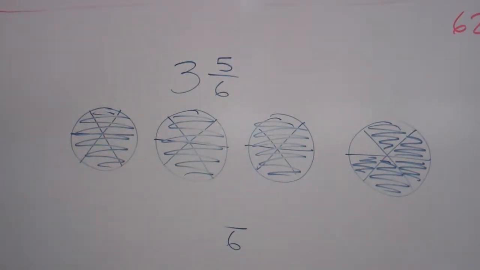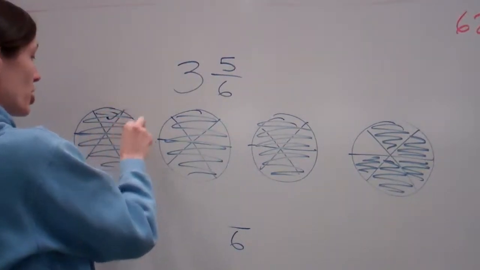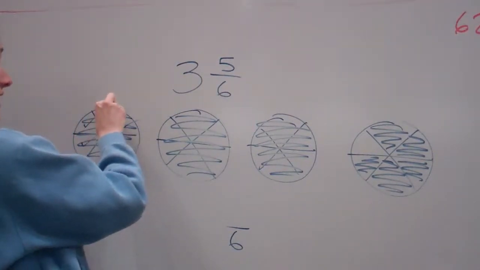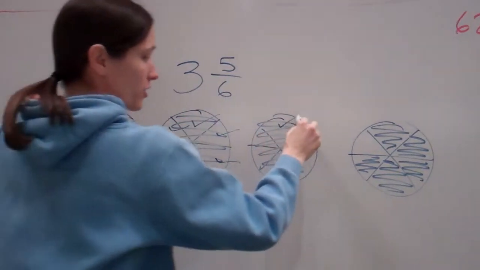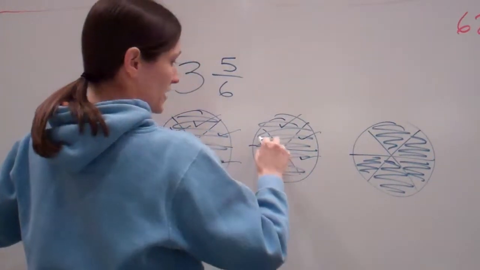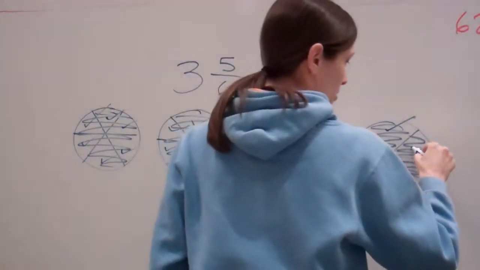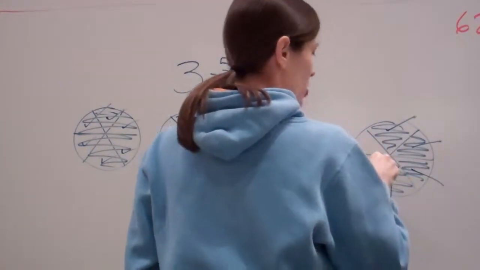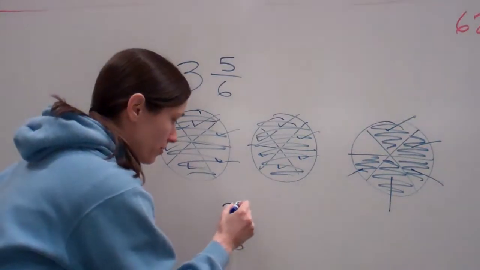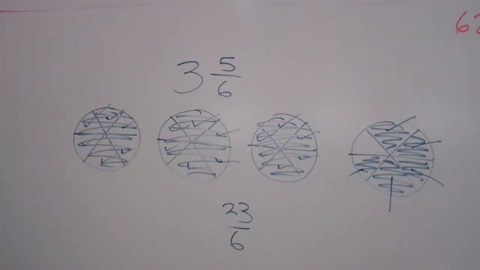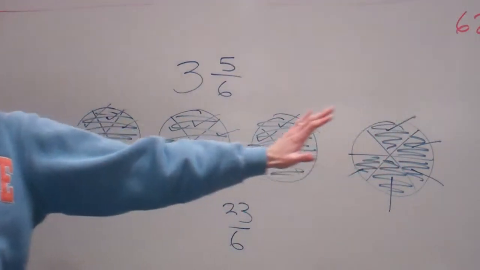23. So he basically did 1, 2, 3, 4, 5, 6, 7, 8, 9, 10, 11, 12, 13, 14, 15, 16, 17, 18, 19, 20, 21, 22, 23. Very good. So there are 23 slices that were broken up into 6s. Does everybody see how we did that? Now, this is the illustrative way that we do that problem.